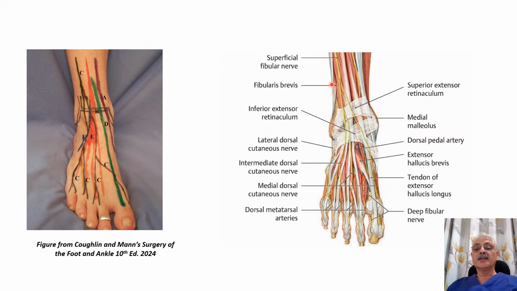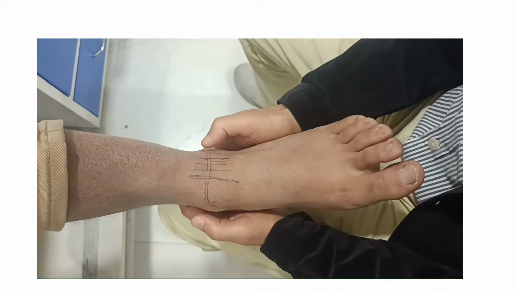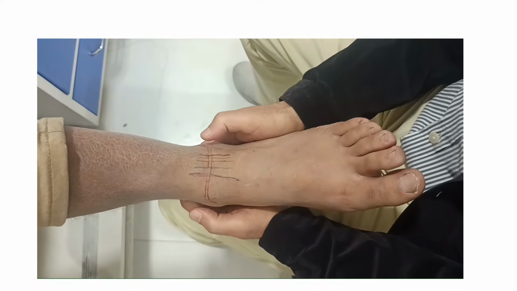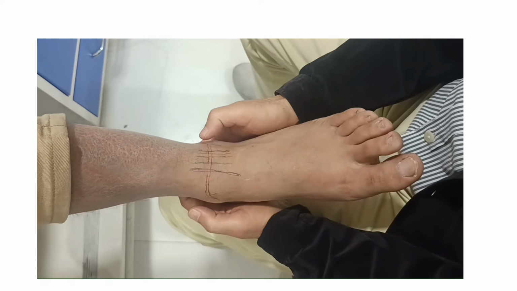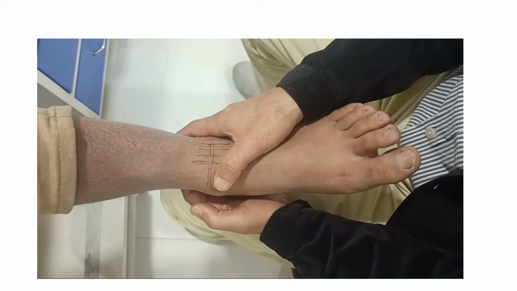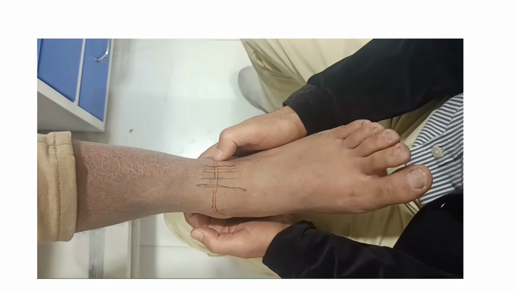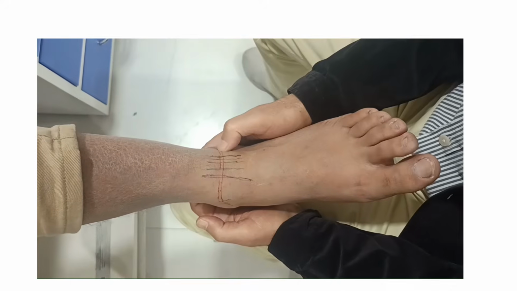And finally, we know that there are nerves crossing here which may get entrapped or compressed. That is the superficial branch of the peroneal nerve, and you may appreciate a tingling sign in the presence of any compression of these nerves. Now I'm showing the examination from the anterior aspect of the ankle. As we move from lateral to medial, there are different structures which need to be identified and palpated.